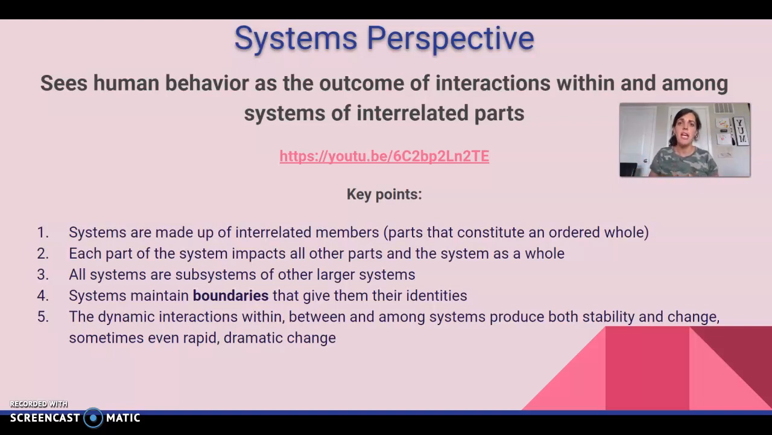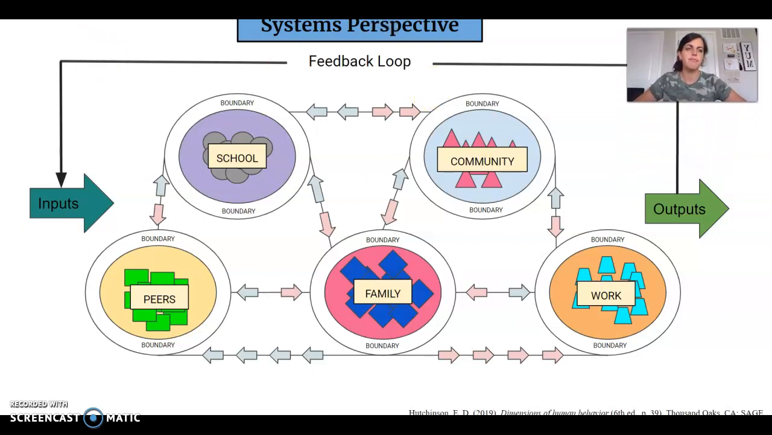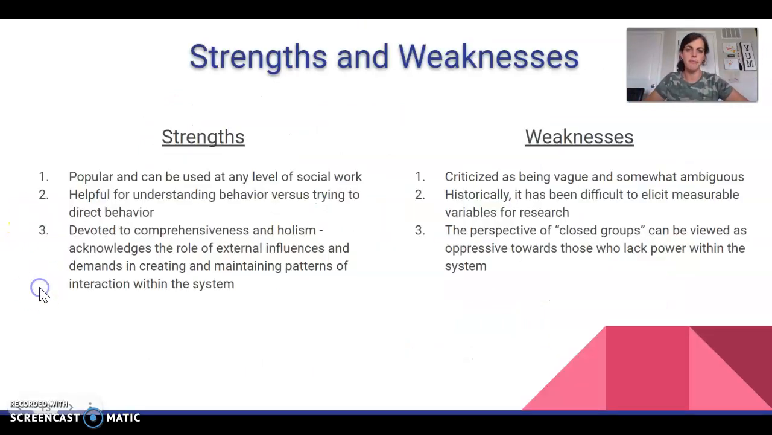The key point in the systems perspective is that there are interrelated members and altogether they constitute an ordered whole. I'm going to quickly flip to the next slide because it gives a visual. This visual is also in the book, but I took it upon myself to make it in PowerPoint in color form. You can see all these interrelated parts: the school, a family, work, community, but they are all part of this whole for your client's system in their community or their specific environment.